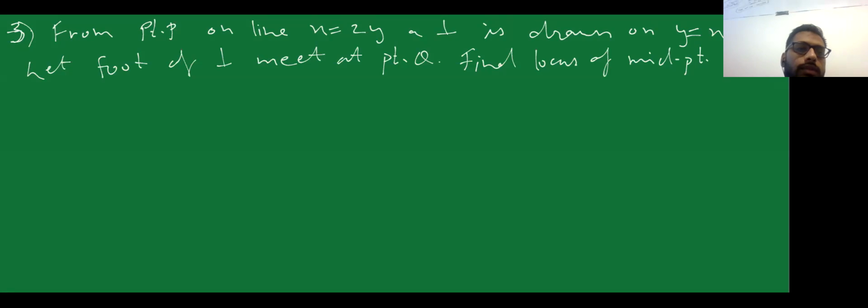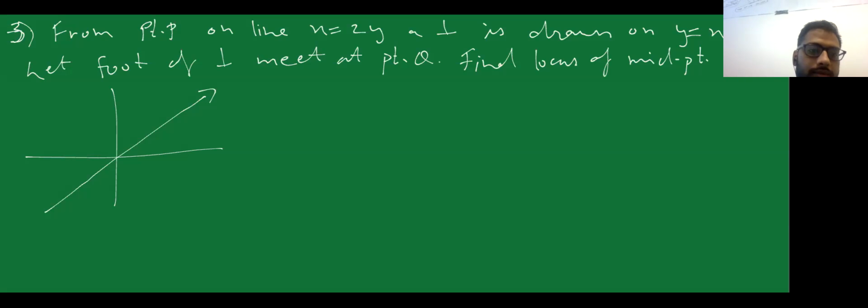Okay, so the question states that there is a perpendicular drawn from one line to another line. It's drawn from point P to point Q, and I have to find the midpoint of line PQ. So let's start with the diagram. One of the lines is y is equal to x, so suppose this is the line y is equal to x. Another line is x is equal to 2y, so let us say this is my second line.